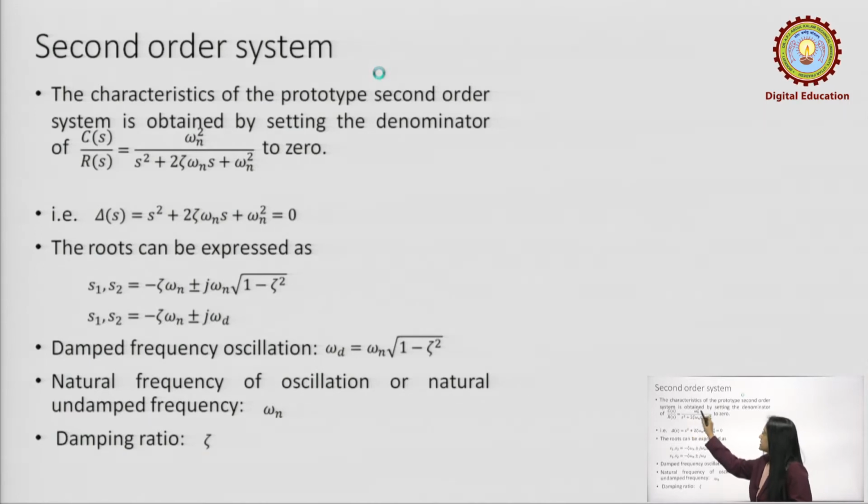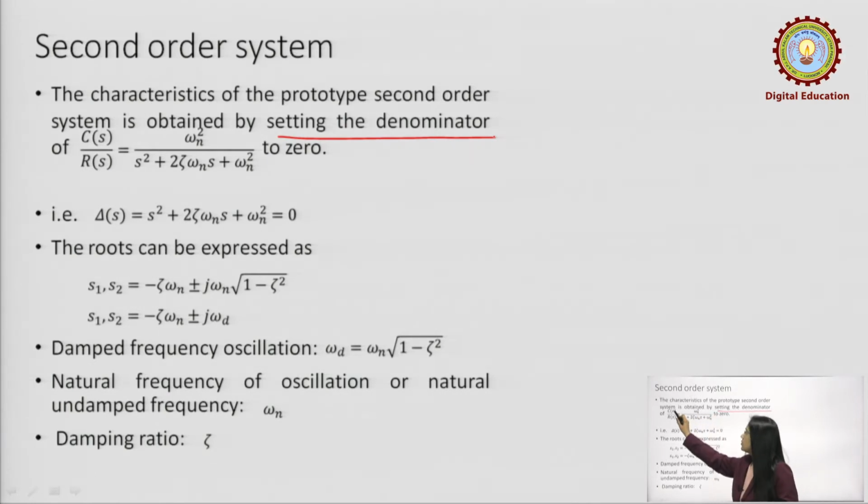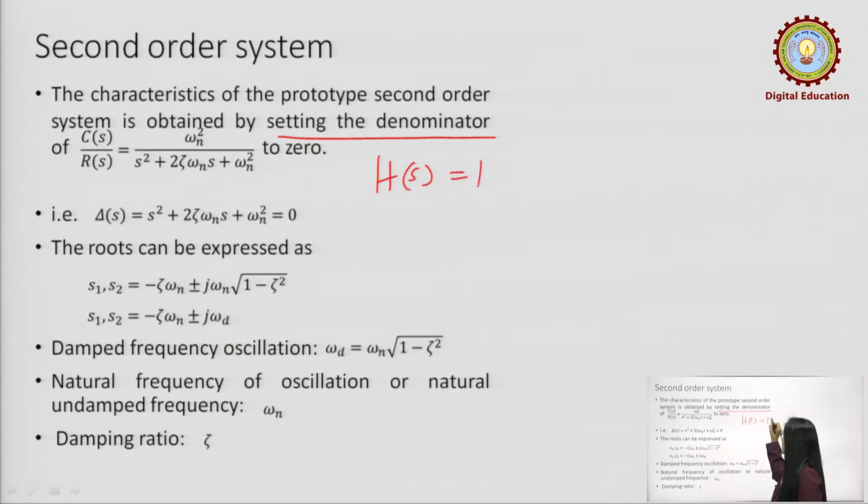Now, let us see what the characteristics of the prototype second order system are, and how they are obtained. It is obtained by setting the denominator to 0. This equation represents the closed loop transfer function with unity feedback. Remember, we have considered h of s equal to 1, so it is a unity feedback system. C of s upon R of s, that is output upon input, is this transfer function. Now, to determine the characteristics, the denominator of the closed loop transfer function is set to 0. s square plus 2 zeta omega n s plus omega n square is the denominator of the closed loop transfer function, and it is set equal to 0.